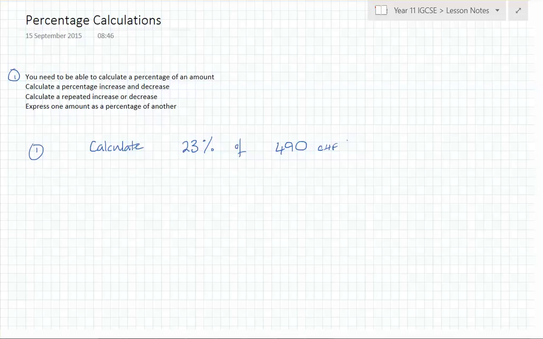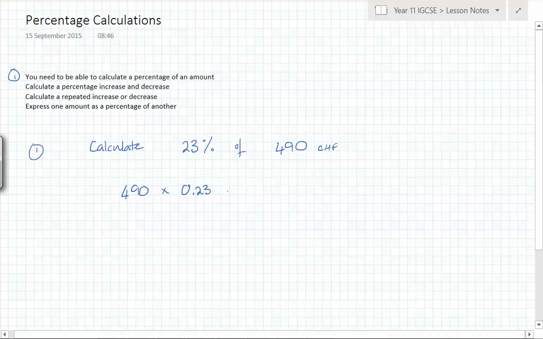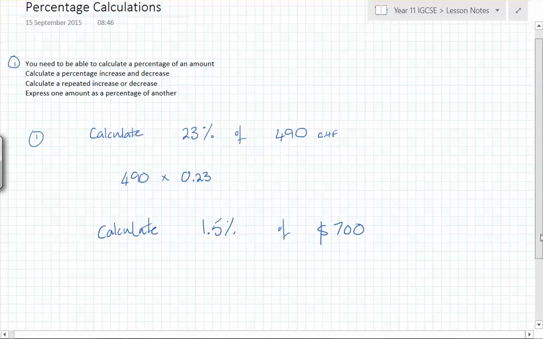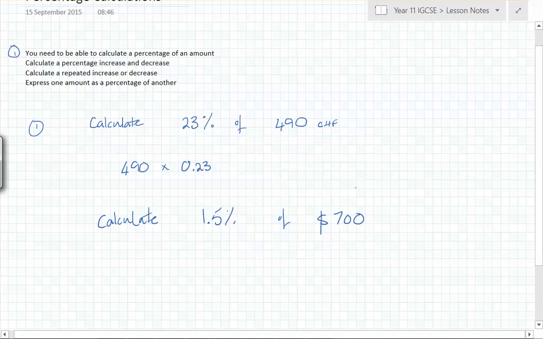Times it by 0.23. Okay. So there is 490 times 0.23. Is that what everyone would have done? Yeah? Fine. So that's an easy one then. If I said calculate 1.5% of $700. Alia, what would you do? 700 times 0.015. Okay, good. Easy enough then. I think it's time to move on. I don't suppose we need to worry about that. Is there anyone that's thinking, oh no, I don't? No? Skip through then. This is good.